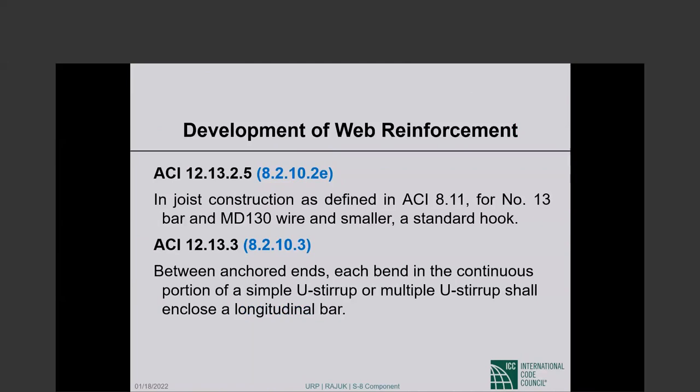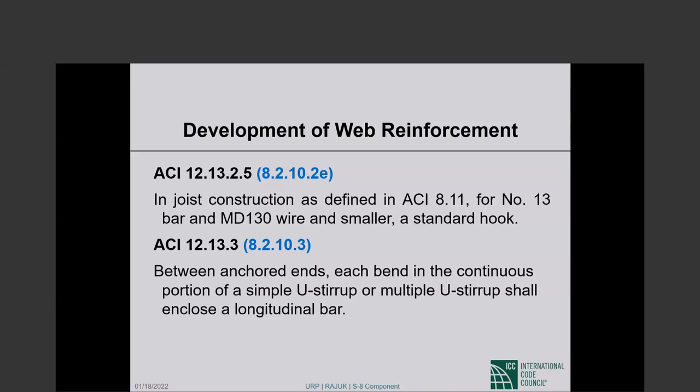And if you have legitimate joist construction as defined in 318 section 8.11, for number 13 bar and MD 130 wire and smaller, all you need is a standard hook. So in joists, you typically have one leg of these vertical bars as shear reinforcement, and all you need are standard hooks.